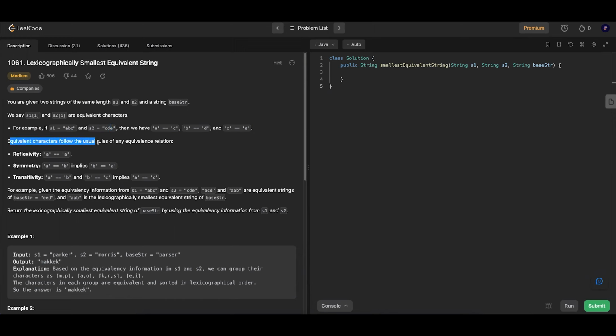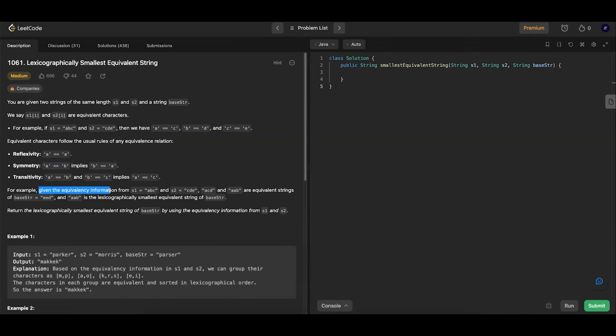Equivalent characters follow the usual rules of any equivalence relation. Reflexivity, A equal to A, and symmetry, A equal to B implies B equal to A, and transitivity, A equal to B and B equal to C implies A equal to C. Okay. So the equivalent characters follow these three rules.